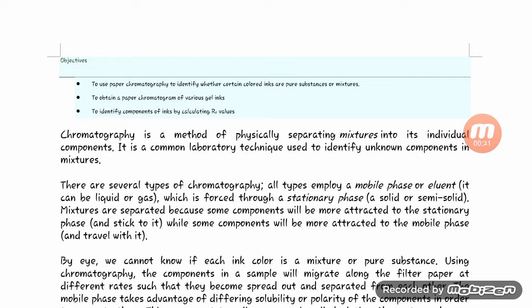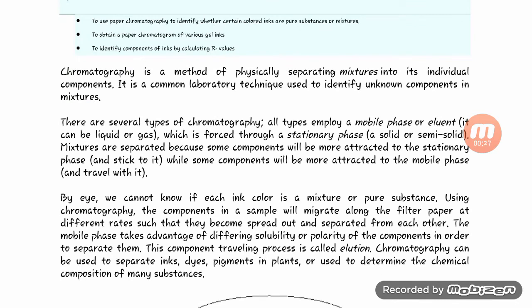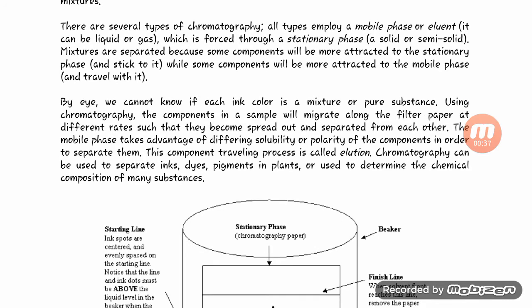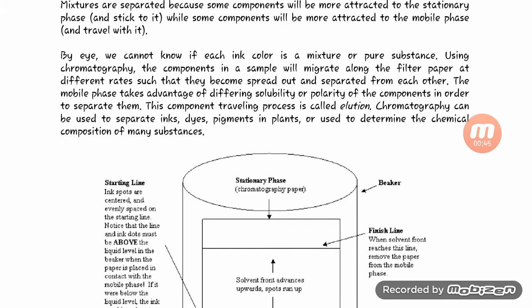Chromatography is a method of physically separating a mixture into its individual compounds. It is a common laboratory technique used to identify a known compound in a mixture. There are several types of chromatography. All types employ a mobile phase or eluent, which is forced through a stationary phase. Mixtures are separated because some components will be more attached to the stationary phase, while some components will be more attached to the mobile phase.